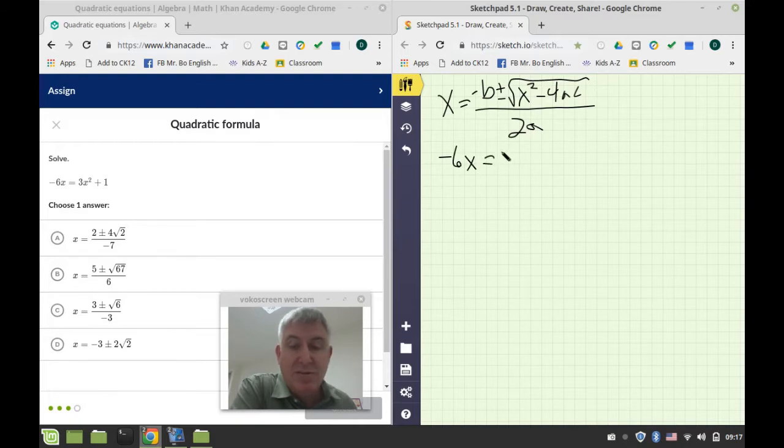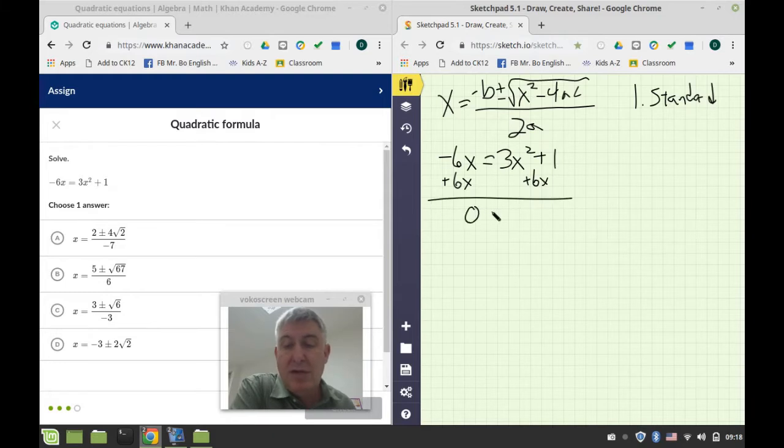So let's see, our equation is negative 6 equals 3x squared plus 1. So what's my step 1? Do you remember? Standard form. So I'm going to add 6x to both sides, and I'm going to get 0 is equal to 3x squared plus 6x plus 1. And I'm going to put it over here.